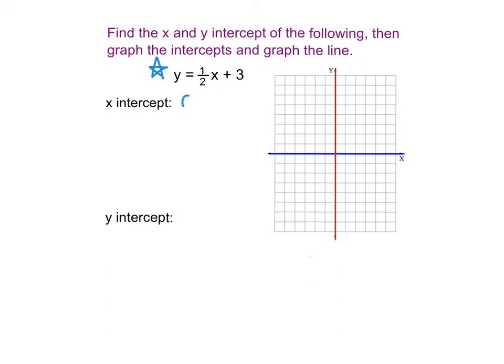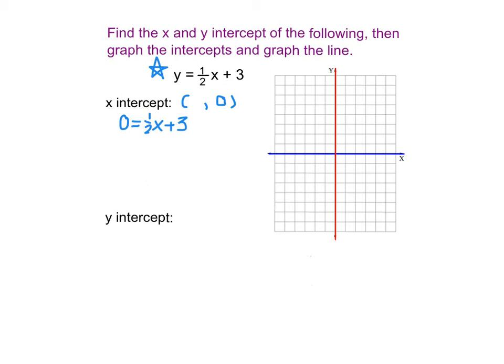And remember, my x-intercept is a point, and what I know about that point is that the y value is 0. So I need to find x, but I know that the y value is 0. So in order to find my x-intercept point, I now need to plug 0 in for y. So I have 0 equals 1/2 x plus 3.